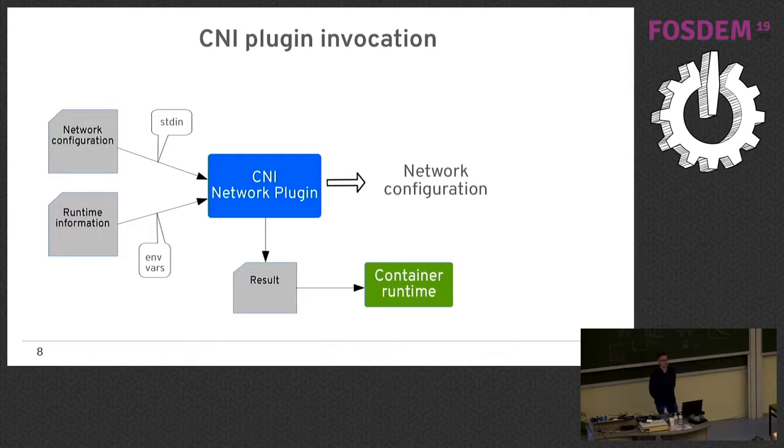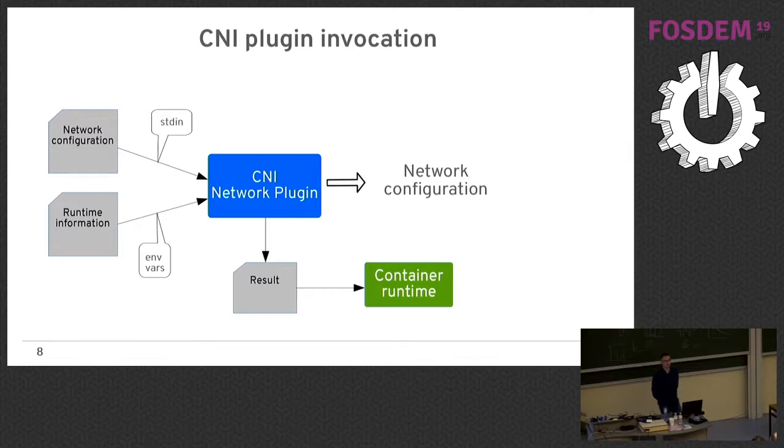Next, the CNI plugin configures the network. It has to do several items. One is it has to insert a network interface into the network namespace. Second, it has to do IP address management, so it has to give an IP address to that interface. It has to configure the routing.